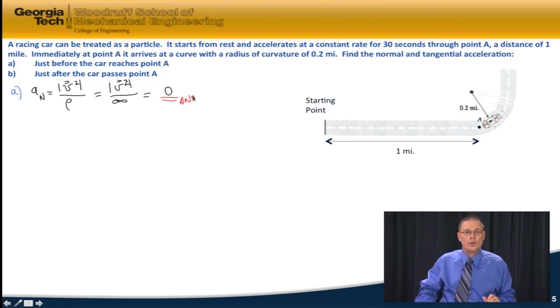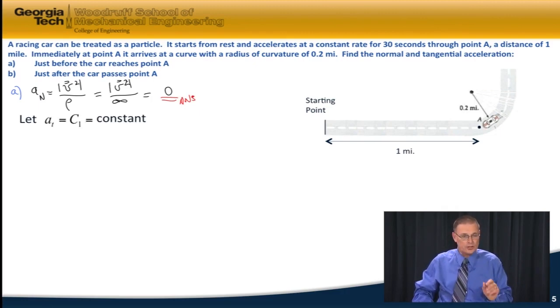Now let's go ahead and do the tangential acceleration. For the tangential acceleration, we're given that it is constant, so I'll give it the symbol C1. Since I want to find that, and I know some information about the distance and the time, let's go ahead and integrate and use this information to go back and find what the tangential acceleration is.